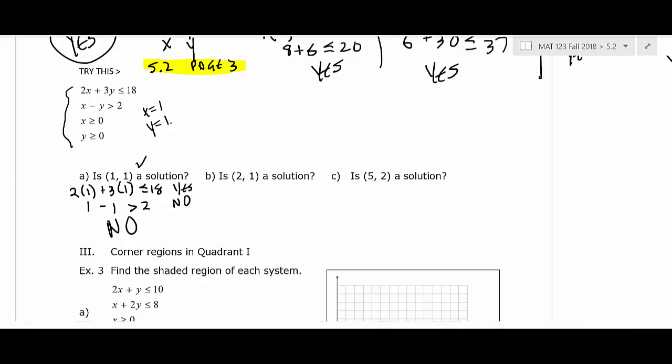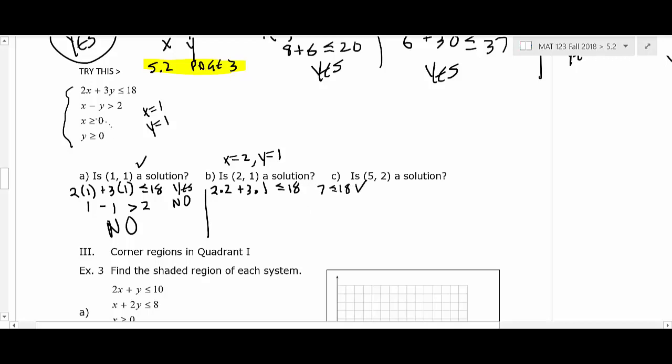All right, so the next one, same thing. We have x equals 2 and y equals 1. You want to just plug into each inequality and see if it works. So the first inequality would be 2 times 2 plus 3 times 1 less than or equal to 18. Is that right? That looks like 4 plus 3 is 7. You can write out the step if you need to. That's just saying that 7 is less than or equal to 18, so that's good.